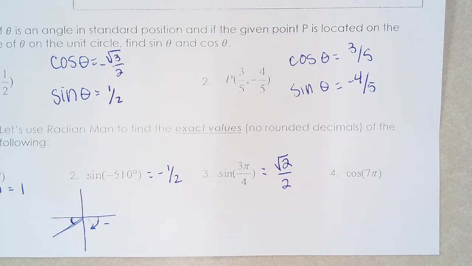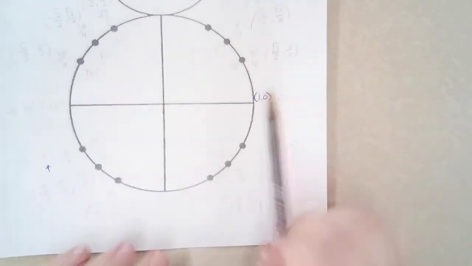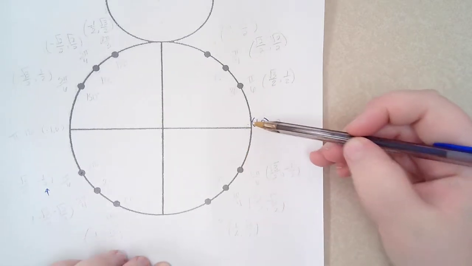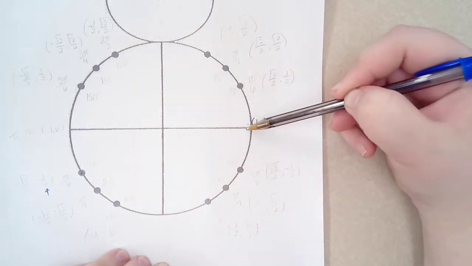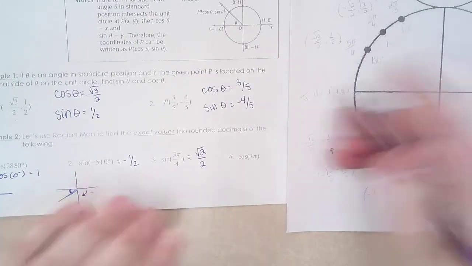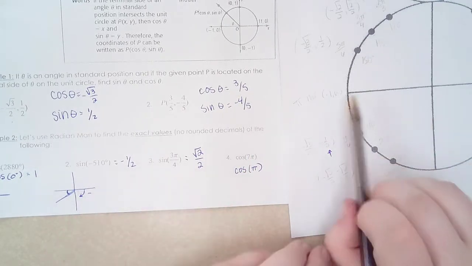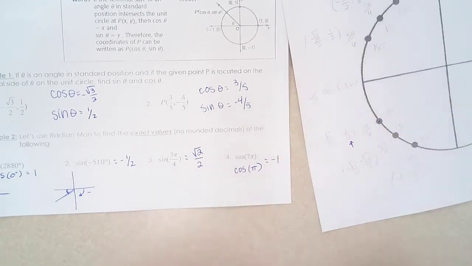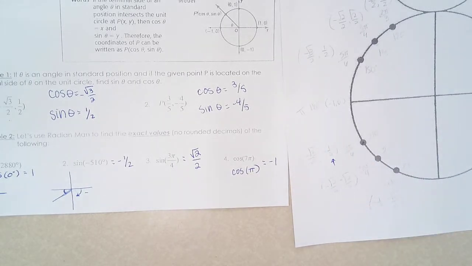All right, the last one is cosine of 7 pi. So if I look at radian man here, I know that it takes 2 pi to go around the circle. If I need 7 of those, I'm going to need to go around a few times. So I'm going to do 2 pi, 4 pi, 6 pi, and then another full one would give me 8. So I only go halfway, which means cosine of 7 pi has a coterminal angle of cosine pi. And cosine of pi happens to be negative 1. So when I look at my radian man, I can immediately see that negative 1 is my answer there.